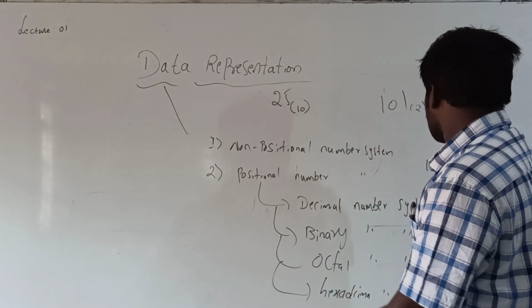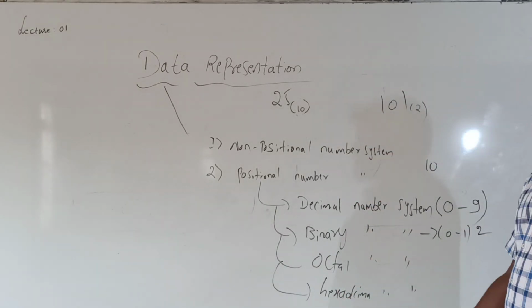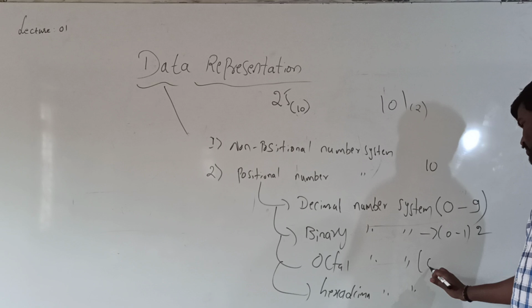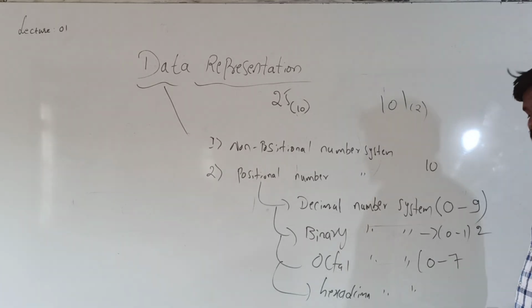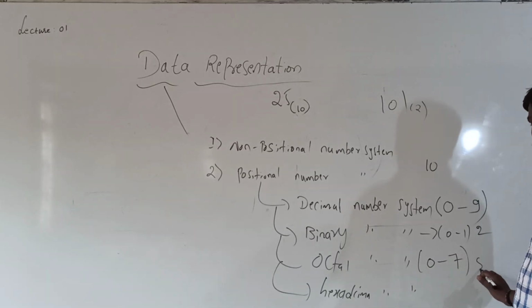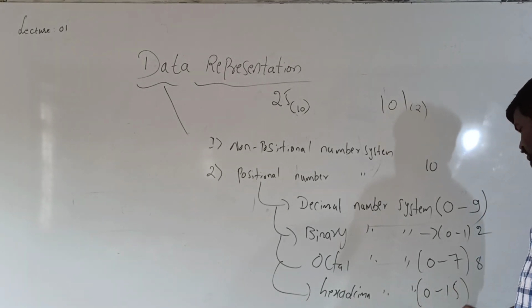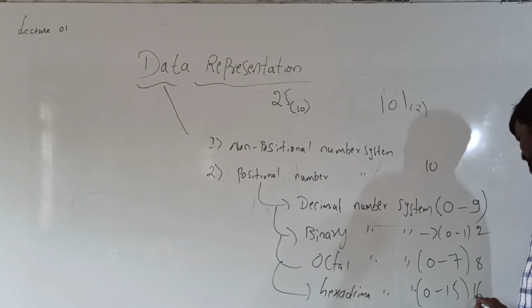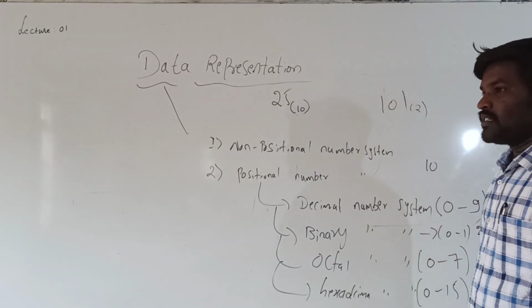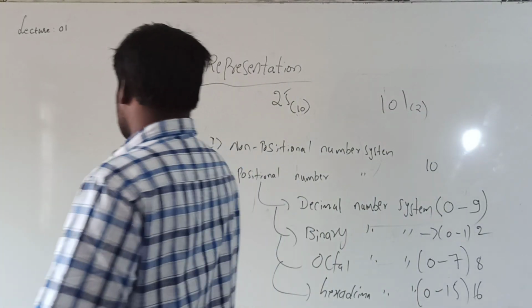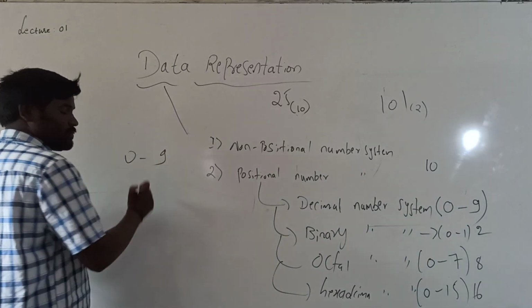Next is octal. Octal means 8. It consists of 0 to 7 numbers. The base is 8. In the same way, hexadecimal is 0 to 15, and the base is 16. In the hexadecimal number system, 0 to 9 are the same.